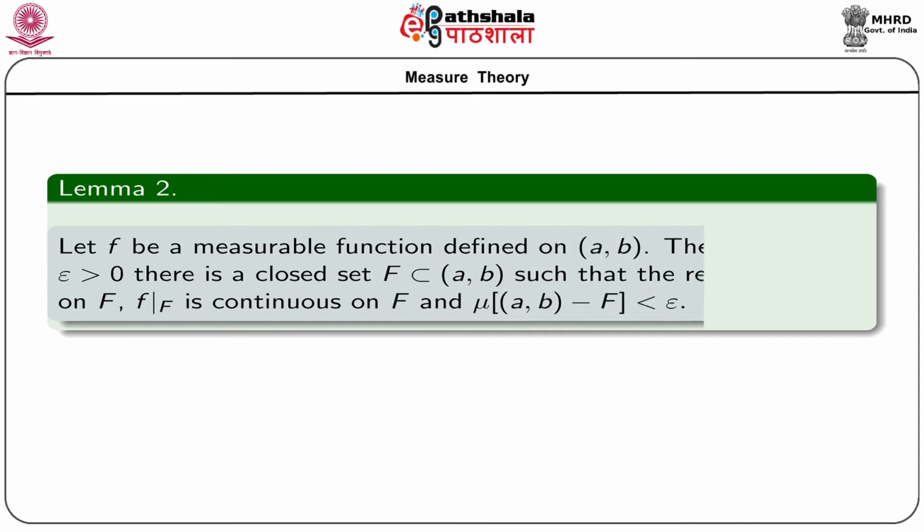So, here is the formal statement: let f be a measurable function defined on open interval a b, then for any epsilon greater than 0, there is a closed set capital F subset of open interval a b such that the restriction of f on capital F is continuous on the closed set capital F, where as before the difference open interval a b minus capital F has measure less than epsilon.